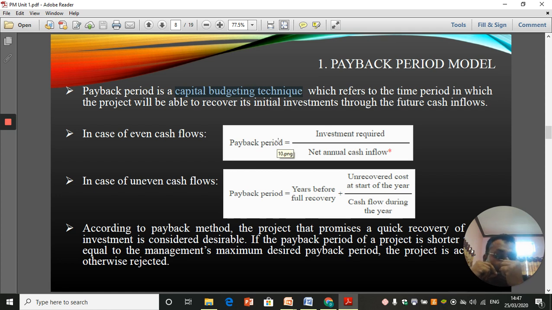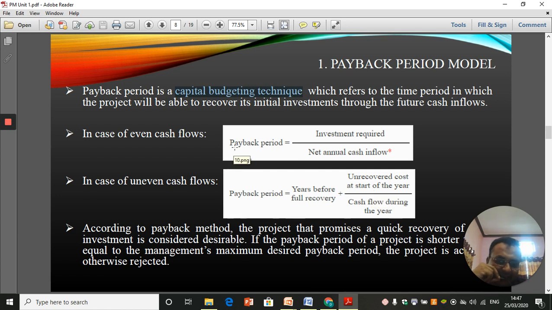Now, let us understand what payback period is. For example, your initial investment in the project is 1,000 rupees, and you're getting 500 rupees per year. Then in 2 years you will be able to make out all your initial investment, and that is your payback period. And in case of uneven cash flows, again, it is the time period in which the initial investment you will get back. So for example, you've invested 1,000 rupees, and in first year you're getting 100 rupees, then second year 500, then 300, then 200. So the time period when you're able to recover the 1,000 rupees, that will be your payback period.